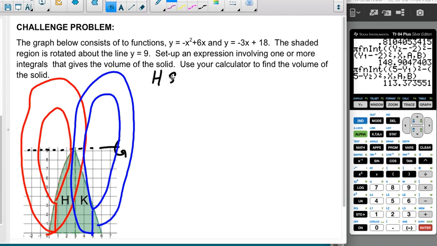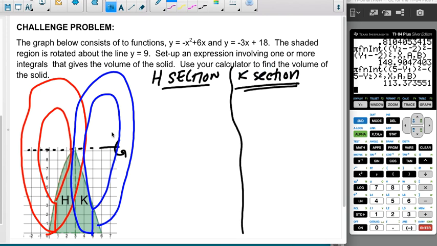We're going to treat this as the H section of the graph, right? And we're going to treat this as the K section of the graph because there are two things happening here. So in the H section of the graph, I noticed that my big radius would be the axis of rotation minus the outside curve. Well, the cool thing about that is my big radius is just a 9 minus 0, right? That's it. So it's just straight up a 9.